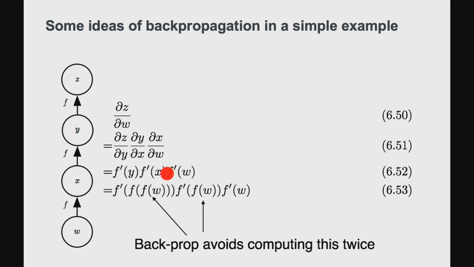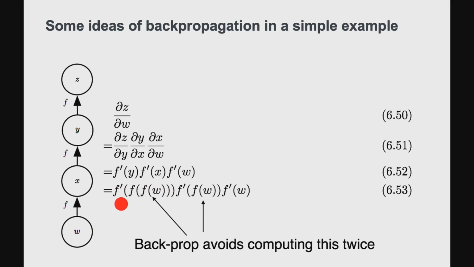Now, what is f prime of x? F prime of x is f prime of f of w. I take this value w, I apply f, and this gives me the value x. So when I'm interested in a partial derivative here, I have f prime of f of w. Down here I have f prime of w, and up here this is nothing else than f prime of f of w. So this is the forward part, and this is the backward part.